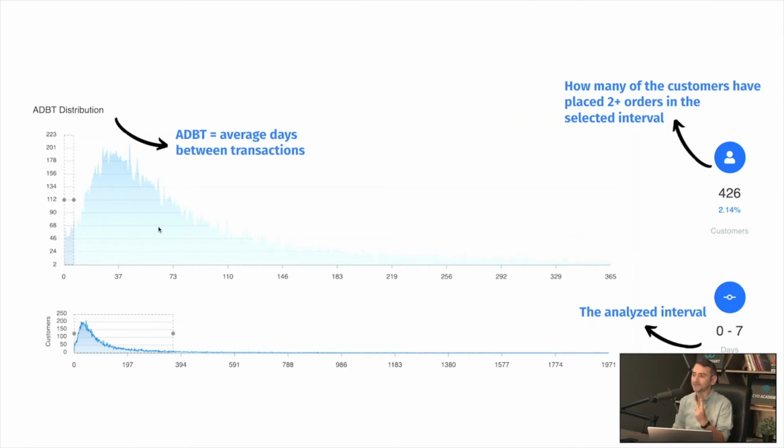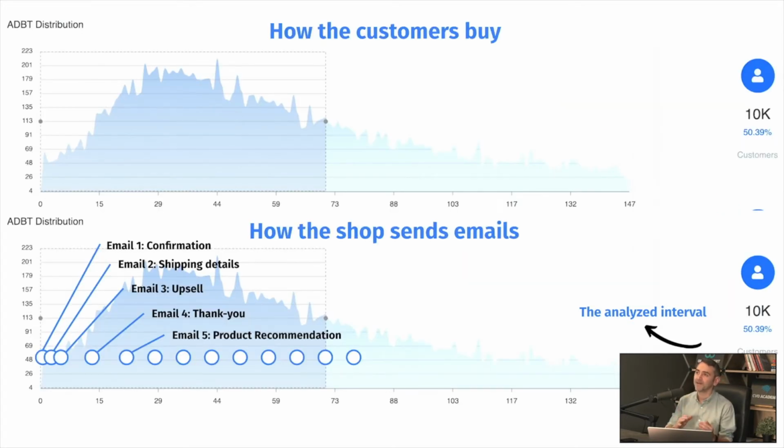Because there are two cycles. The first one is the purchase cycle, but this is in strict relationship with the consumption cycle. Nobody wants to stock up on various types of products that you're selling. So think about what you are selling and then verify what is the analyzed interval and how many of the customers have placed their second order in this selected interval, and then fine-tune your emails to make sense for the customer's buying behavior. For instance, in this example, this is how the customers are buying from this shop.